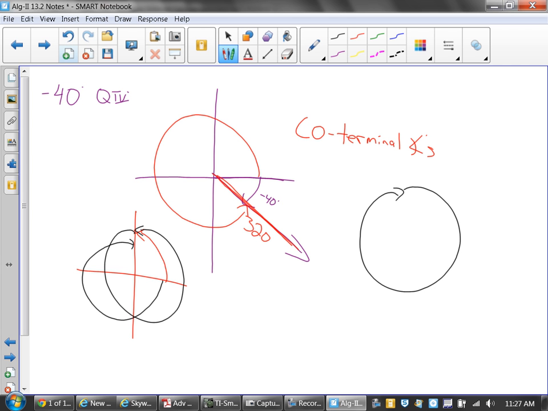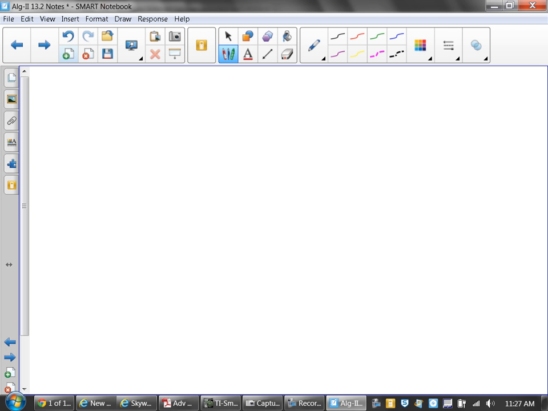Anyway, coterminal angles are basically found by just adding and subtracting multiples of 360. It'll ask you sometimes to find a positive or a negative coterminal angle. It is relatively straightforward. Questions on that? All right. Well, let's start building probably the most important thing we're going to learn.